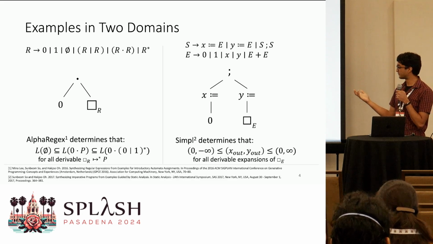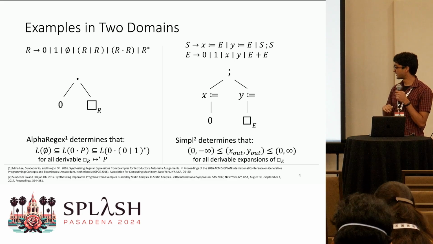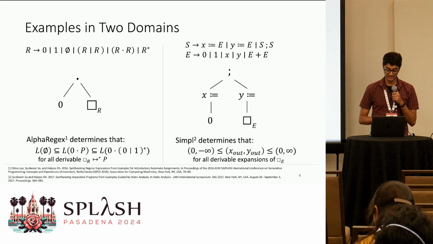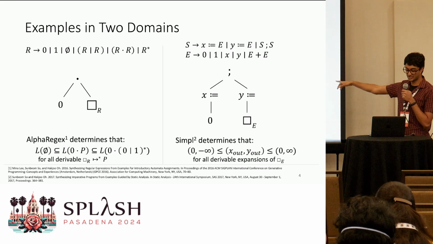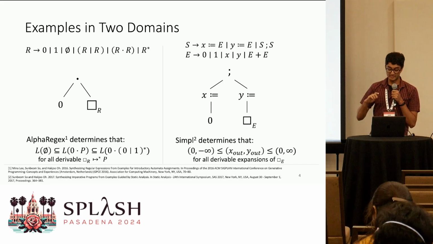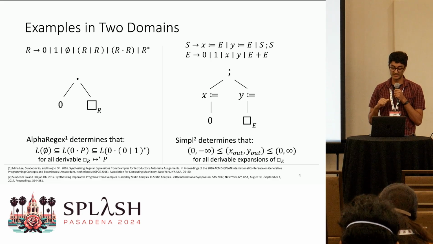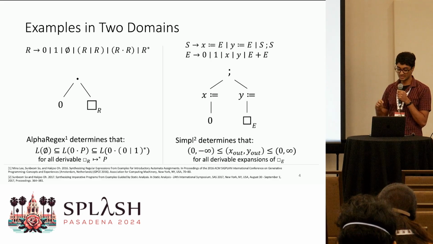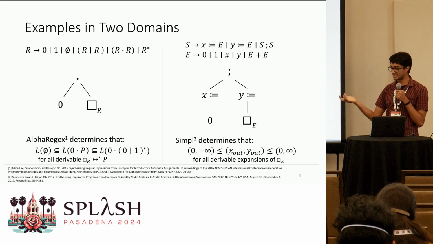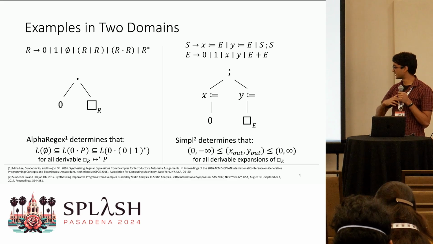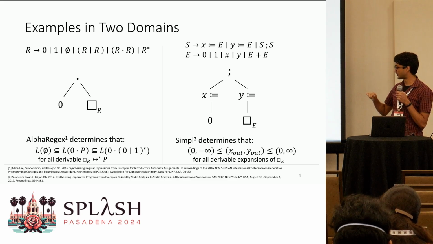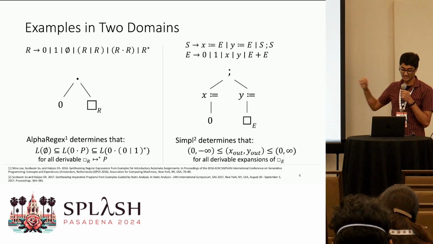A similar process can be done in the imperative case, where a tool like Simple will construct a range of values for the outputs of the variables in our program. So in this case, just as an example, we'll see that no matter what we instantiate our hole with, x will always be bounded by 0, since it'll never change, and y is unbounded, so it can be any integer between minus infinity and infinity.